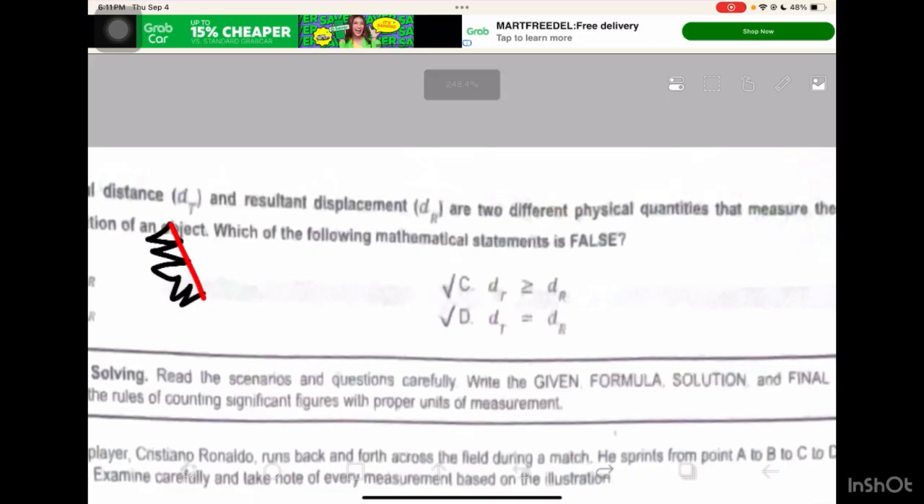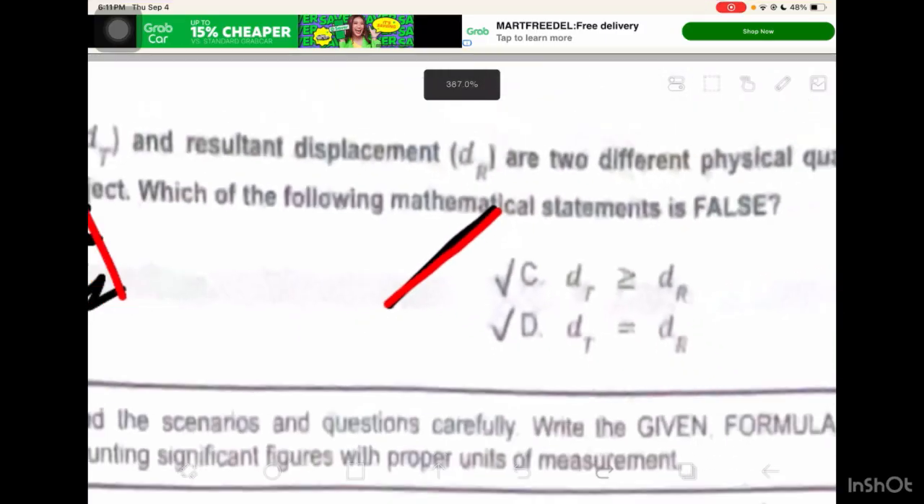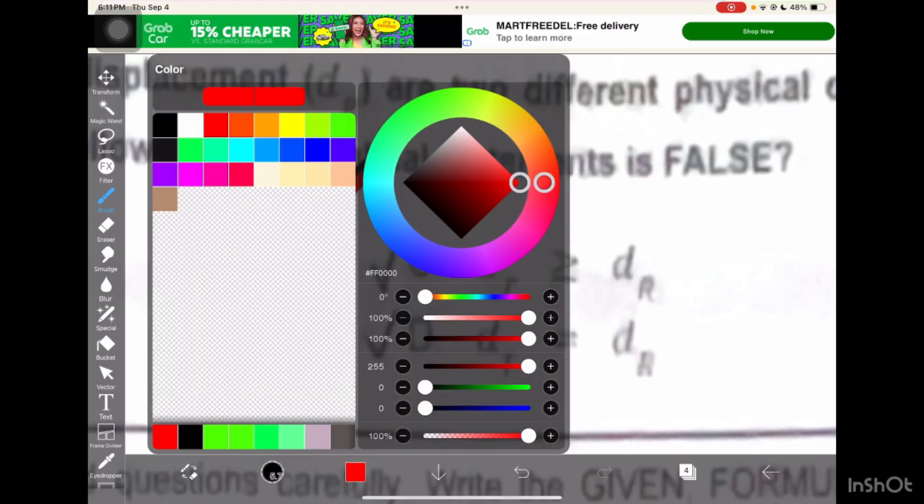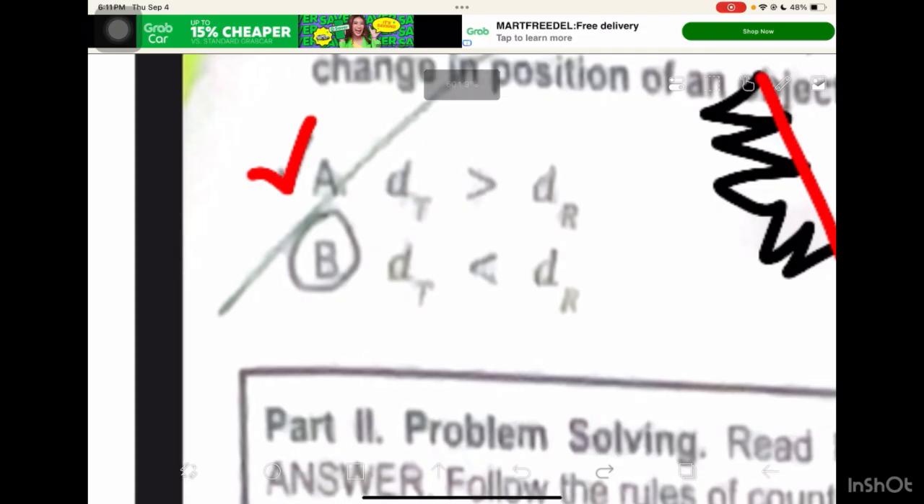Similarly, d sub t is greater than or equal to d sub r. So how is it equal? We already proved that it can be greater than. Let's see how we can prove that it's equal. That's assuming your distance is a straight line and it's the most efficient way to get from point A to B, and it's also the displacement's path. So it can be both. But you can never have a d sub t total distance less than d sub r. Why? Because d sub r, our resultant displacement, is already the most efficient way to traverse across 2 points. So this is the false one. Letter B.